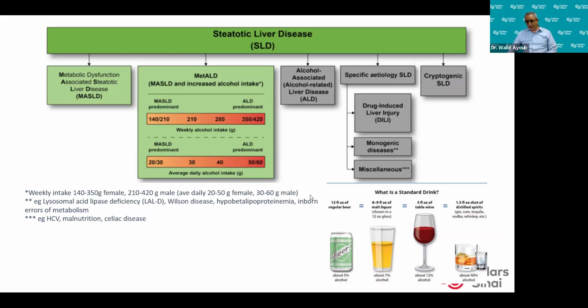So, one drink of standard alcohol is equal to one beer, which is about 12 ounces. Malt liquor is 8 to 9 ounces. Wine is 5 ounces. And hard liquor is 1.5 ounces. So you could see the amount of ounces is not the same across them. The amount of alcohol is different among the different forms of alcohol.